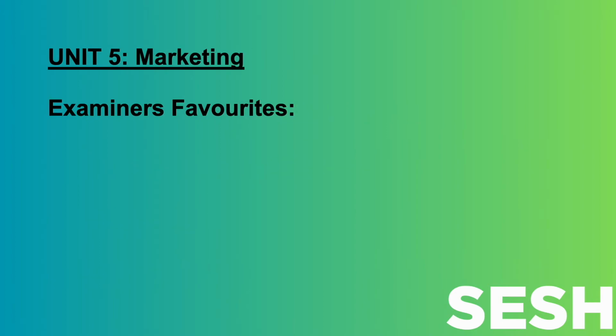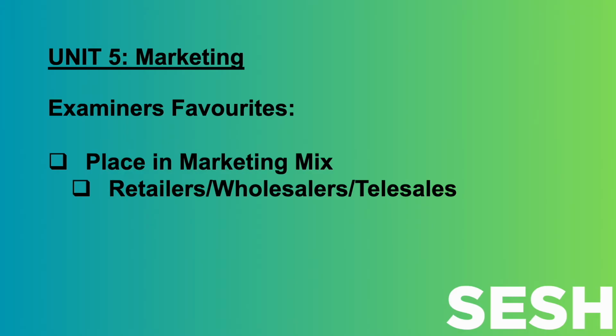So Unit 5, marketing. Let's go through examiners' favourites here. It has to be place in the marketing mix. Remember, place is really just distribution, how you're distributing a product from the point of view of a business, how you're getting the product to the customer. There's various distribution channels, so that's retailers, wholesalers, telesales. Now, it's crucial to understand the overarching goal of these distribution channels is to secure effective access to customers.